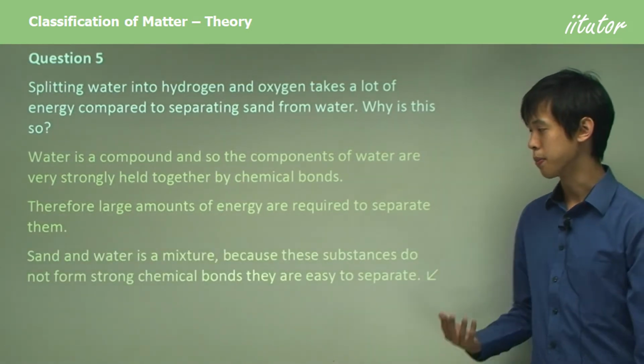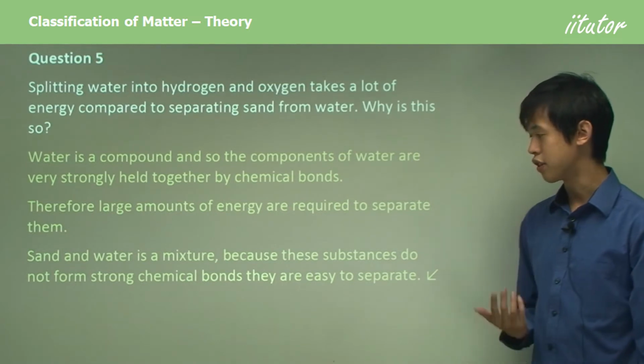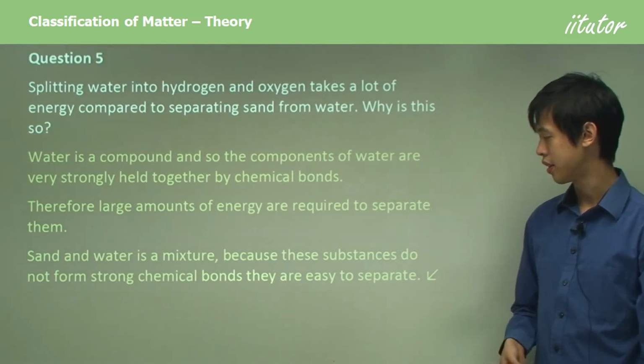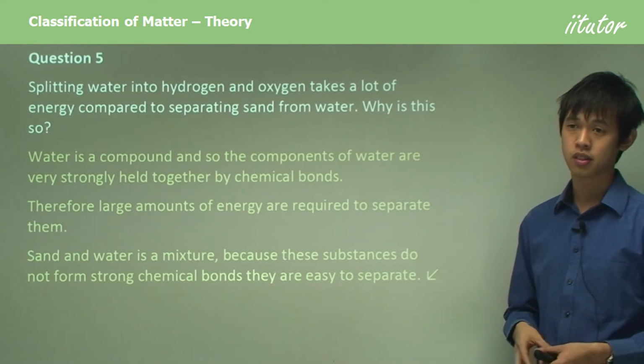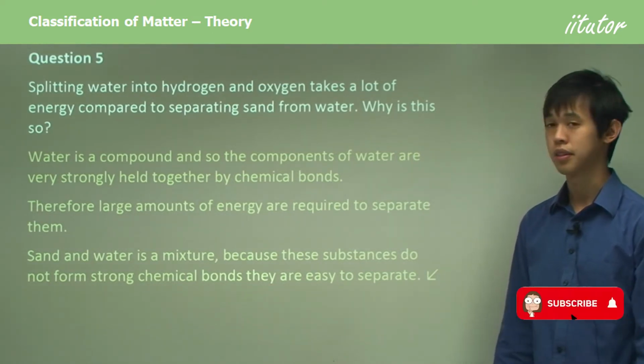Now sand and water is a mixture, and because these substances don't form strong chemical bonds, they are very easy to separate. They're easy to separate because they don't form very strong bonds, so we can just filter them out.